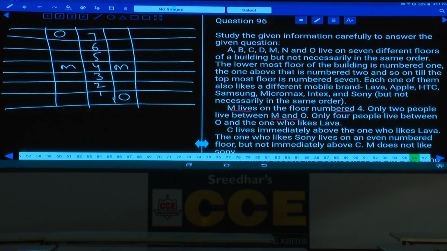Only 4 people between O and the person who likes Lava. O is here, 1, 2, 3, 4, so Lava must be here. The person who likes Lava must be on floor number 6. And in the other one, 4 people, 1, 2, 3, 4, and the person who likes Lava must be on floor number 2. Impossibility. Now this is case 1 and this is case 2, and only 4 people between O and the one who likes Lava.